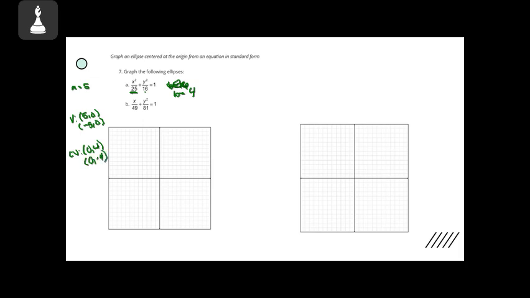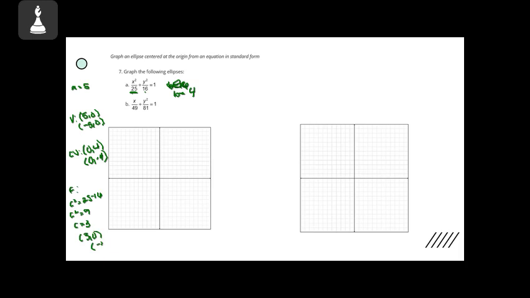And then we also need to find our foci. We're going to do that by taking a squared minus b squared. So c squared equals 25 minus 16. That gives me 9, which comes out nicely. Square root of that is 3. So our foci then are along our x-axis here, 3, 0, and -3, 0.